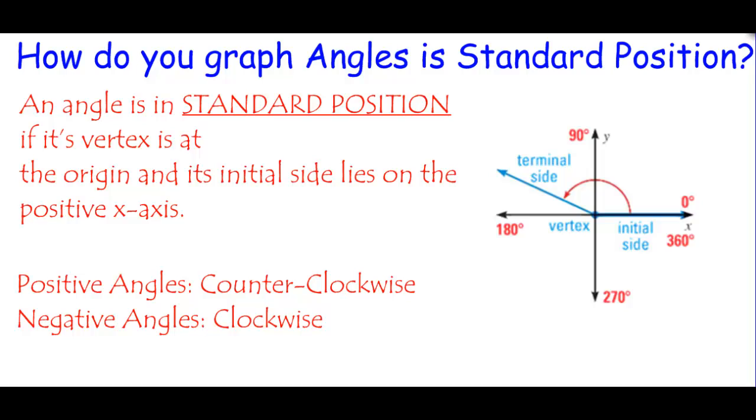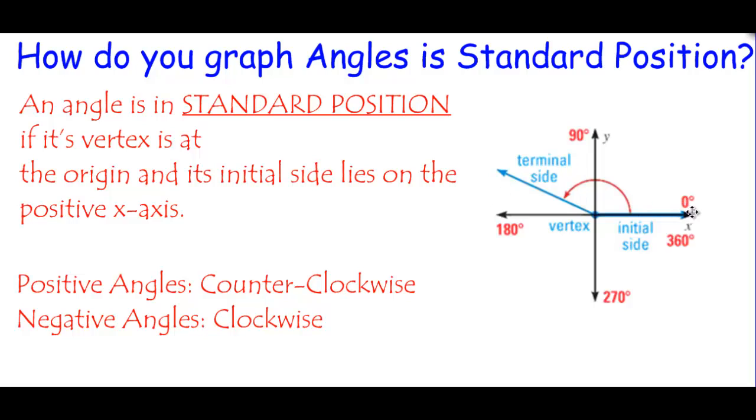Standard position just means that the vertex is at the origin and its initial side is always on the positive x-axis, and then from there we rotate. And wherever we stop is called the terminal side. If we rotate counterclockwise, that's considered a positive angle. If we rotate our terminal side clockwise, that gives us a negative angle.